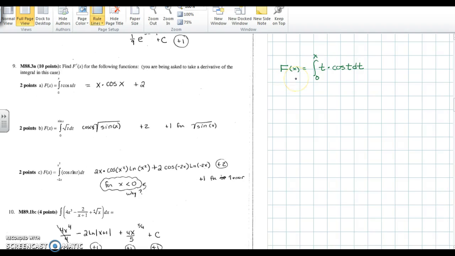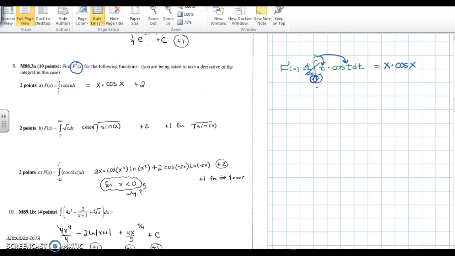You've been given that capital F of x equals this integral, and then you've been asked to find F prime of x. So as soon as you're taking the derivative here, you're also taking the derivative here, and the derivative and the integral are canceling out, the fundamental theorem of calculus, leaving the limit plugged in, x times cosine of x.